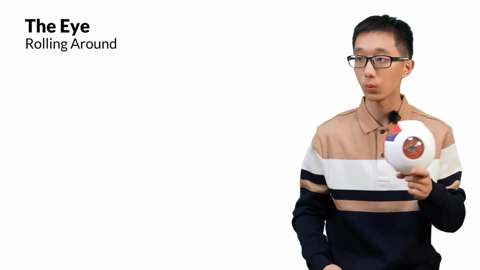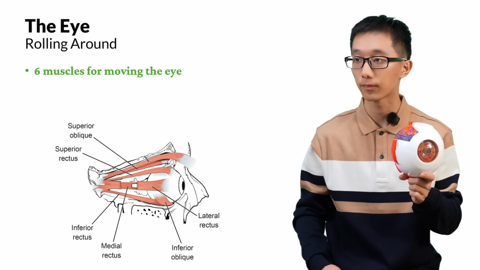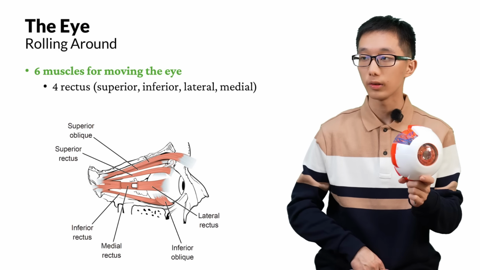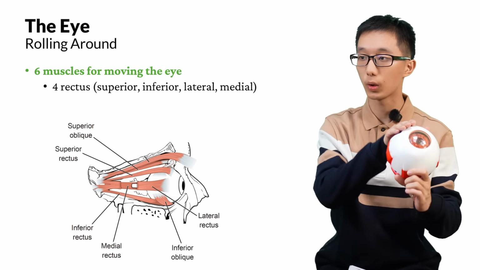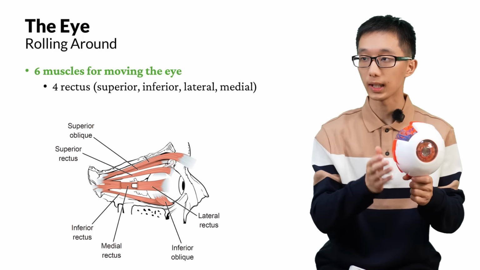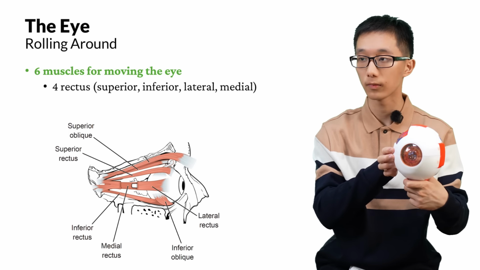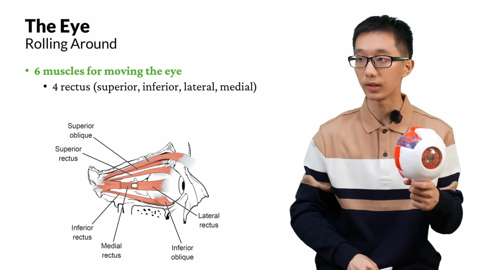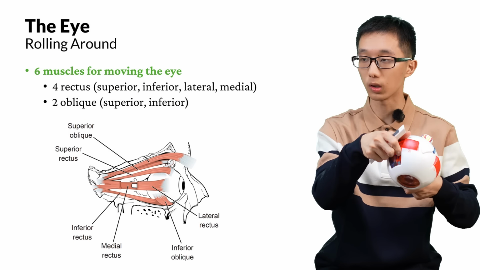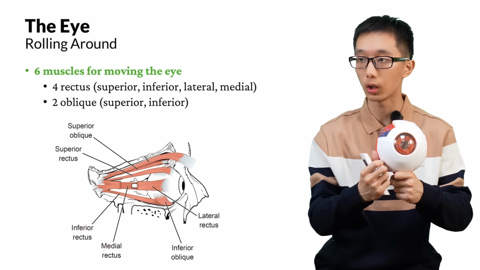To roll the eye around, we need to have muscles. There are 6 muscles around each eye for moving it around. They are the 4 rectus muscles. Rectus means that they're straight. So the superior rectus muscle straightly pulls the eye upward. The inferior rectus muscle pulls the eye downward. The lateral rectus muscle pulls the eye outward, and the medial rectus muscle pulls the eye inward. There are also 2 oblique muscles. The superior oblique muscle actually pulls the eye inward and downward. The inferior oblique muscle pulls the eye inward and upward.